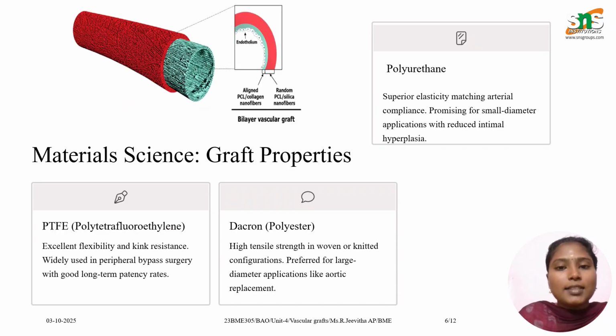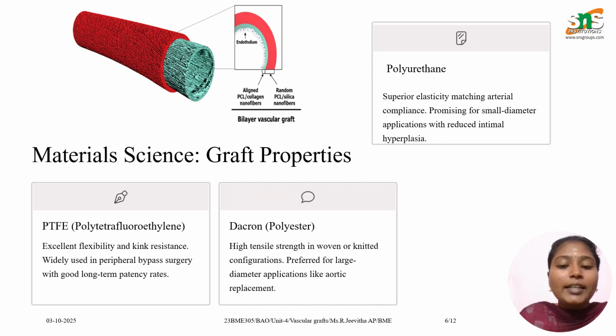To make vascular grafts, we use three different types of polymeric biomaterials: polytetrafluoroethylene, polyester, and polyurethane. Polytetrafluoroethylene has excellent flexibility and kink resistance. It is widely used in peripheral bypass surgery. It has good long-term patency rates, and it is used widely in medium or small diameter artery replacements.